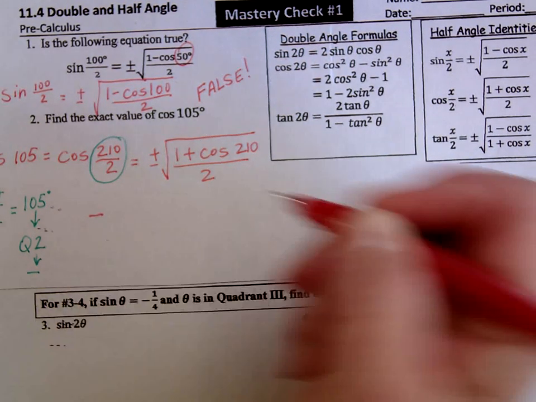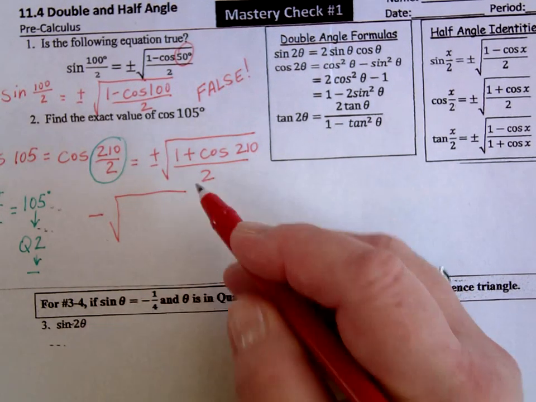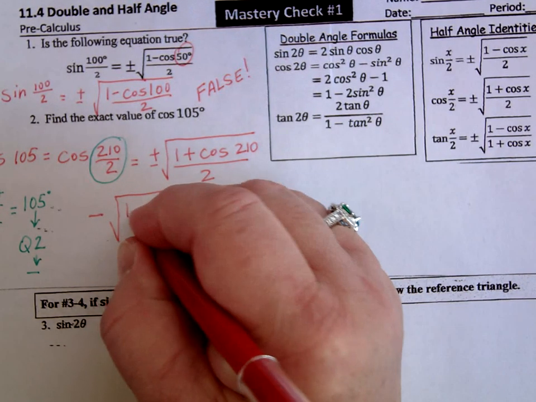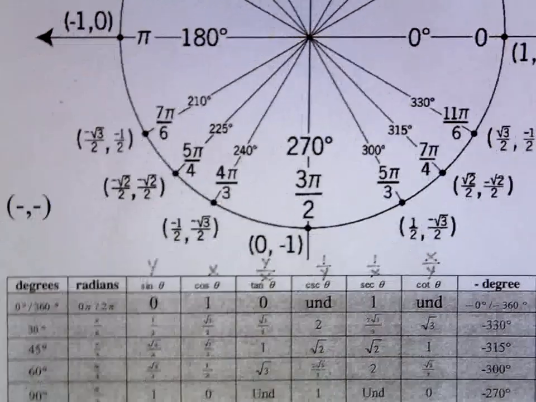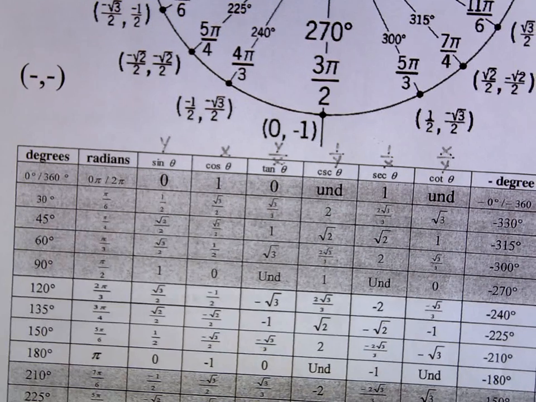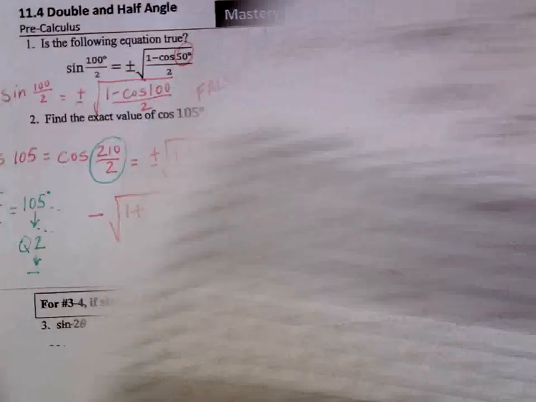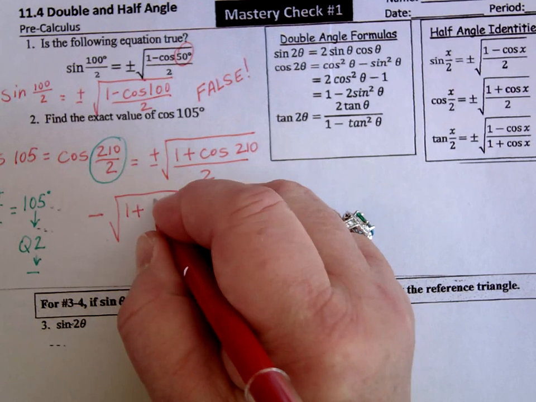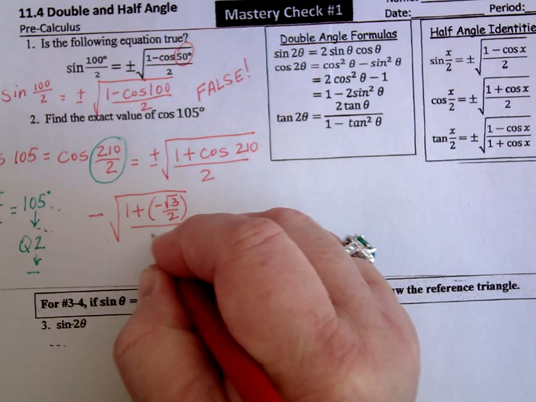Negative. Then I'm going to take my square root. So I got this part figured out. I've got 1 plus the cosine of 210. Now I'm going to this chart and I want to know what's the cosine of 210. So if I come down here, 210, go over to cosine, it's a negative square root of 3 over 2. So negative square root of 3 over 2. And then I have that whole thing being divided by 2.